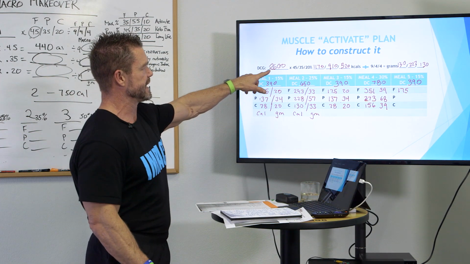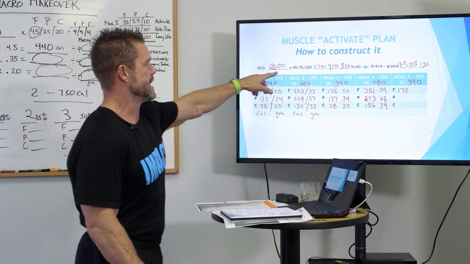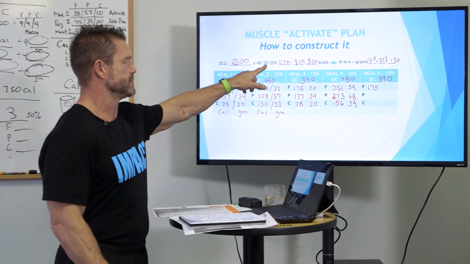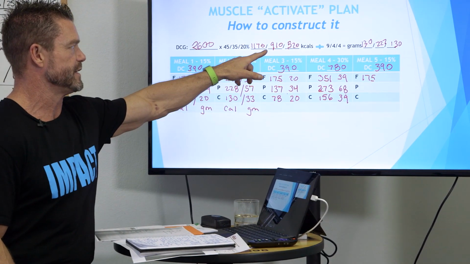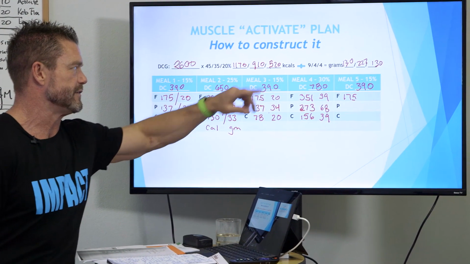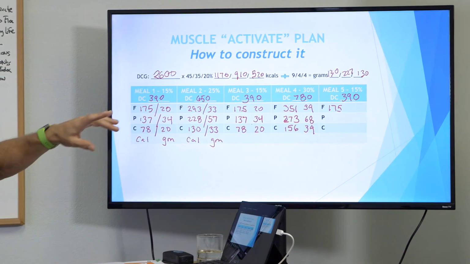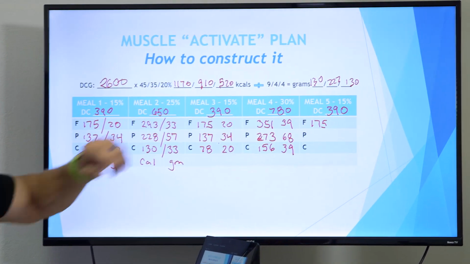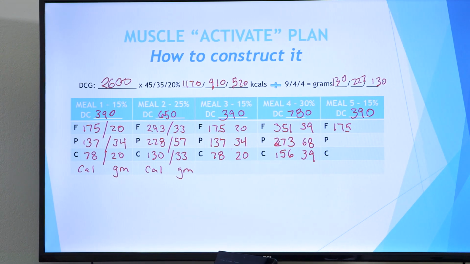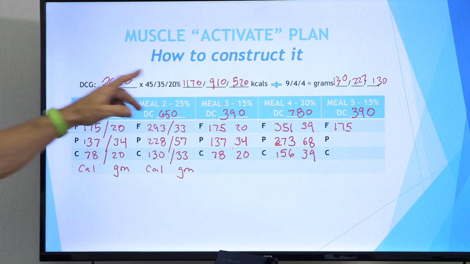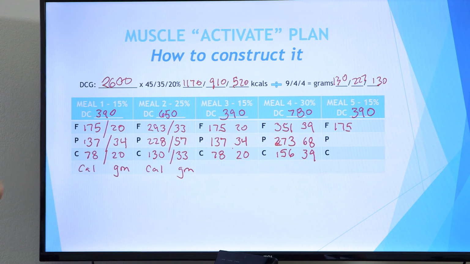Taking his daily calorie goal of 2,600, I did the percentages of fat, protein, carbohydrate in terms of calories, so 1,170 fat, 910 protein, 520 on the carbs. And then I divided those by the relevant calories per gram, 9 for fat, so that's 130 grams of fat, 227 grams of protein, and 130 grams of carbohydrate. So hopefully you're following along with me.